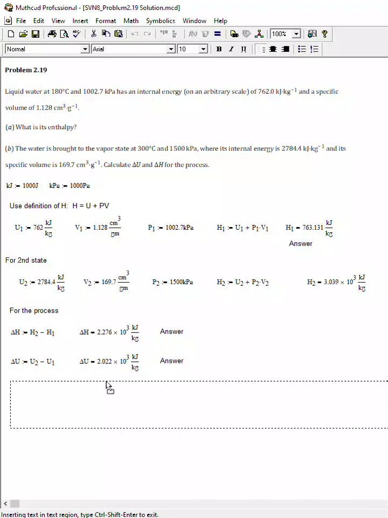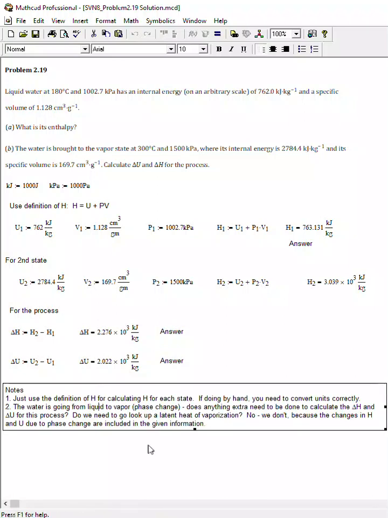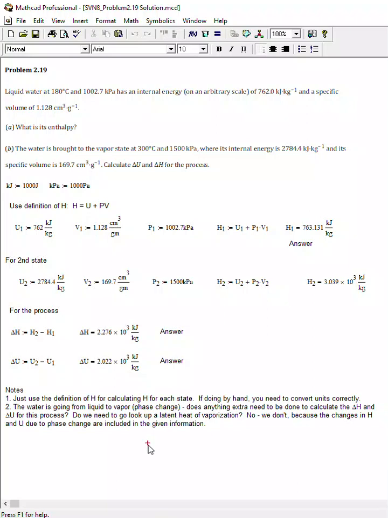And then finally, just a couple notes. As I mentioned, we just do these calculations using the definition of enthalpy, and if you're doing it by hand, make sure you do your unit conversions correctly. The other thing that I wanted to bring up is that this is a phase change. Remember earlier in the semester I had mentioned, be very careful whenever you see a phase change that you are taking into account the latent heat of vaporization or the internal energy change due to vaporization. Do we need to do anything special for this problem because of that?